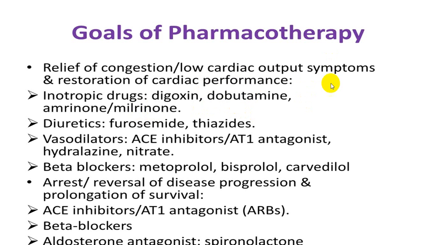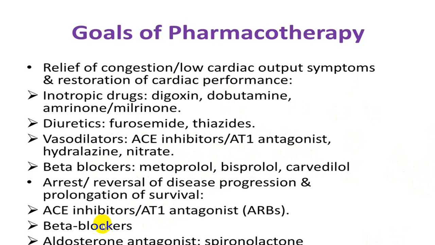Dobutamine is by and large utilized for inotropic effect to increase the cardiac output. Also it is being utilized to increase the blood pressure. Diuretic is utilized mainly to reduce the volume overload, or what we call preload. Vasodilators reduce the afterload. That is, you can use ACE inhibitor, hydralazine, nitrates. Beta blockers are mainly for protection in ischemic heart disease and also to reverse the progression, or what we call remodeling. ACE inhibitor is also mainly utilized for that purpose.